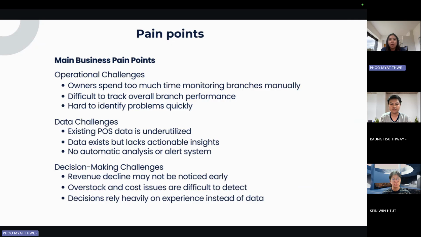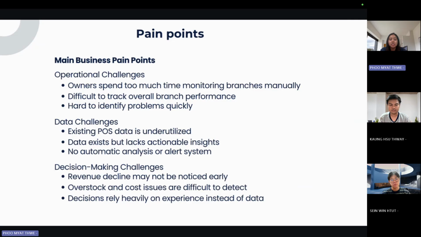It is hard to identify what the problem is quickly. For data collection, the challenge is that existing POS data is underutilized and lacks actionable insights. So the data is rich, but there is no automated analysis and alert system.